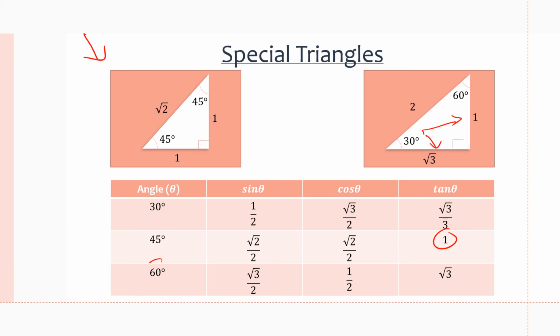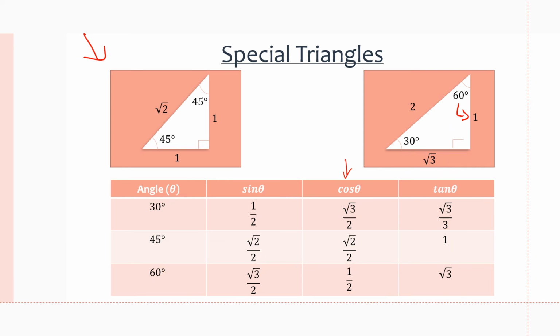Finally, we have the 60-degree angle. So for sine of 60, again, we do opposite over hypotenuse, square root 3 over 2. For cos of 60, we do adjacent over hypotenuse, so 1 over 2, which is what we have here. And for tan of 60, we have opposite over adjacent. So opposite is going to be square root 3, adjacent is going to be 1. So we're just going to have square root 3 over 1, which is just square root 3.